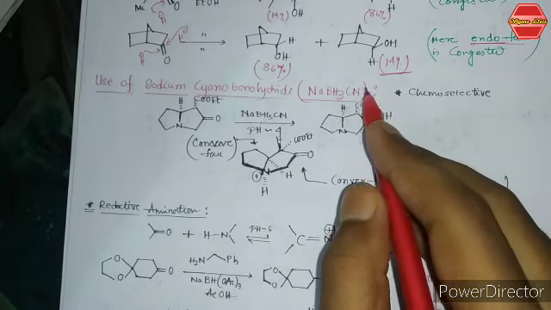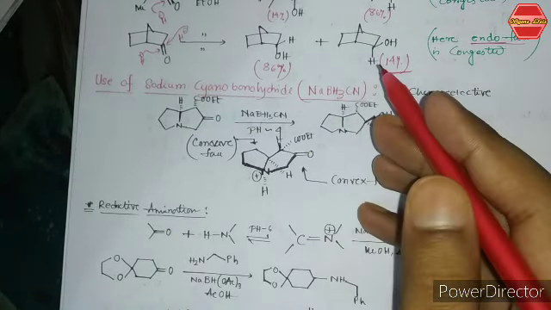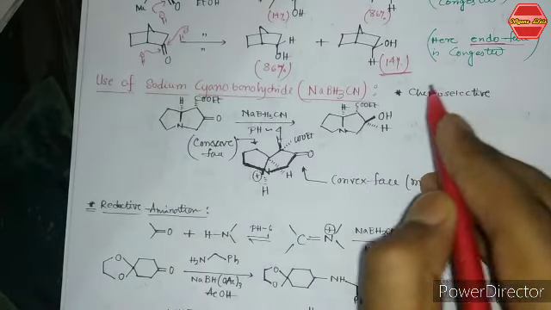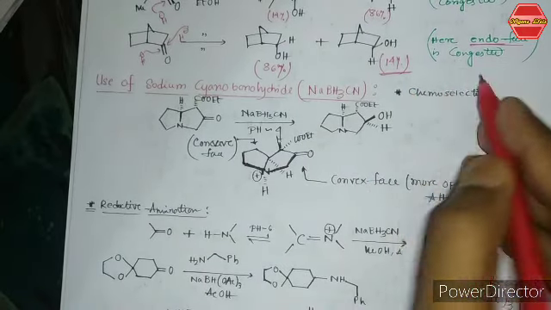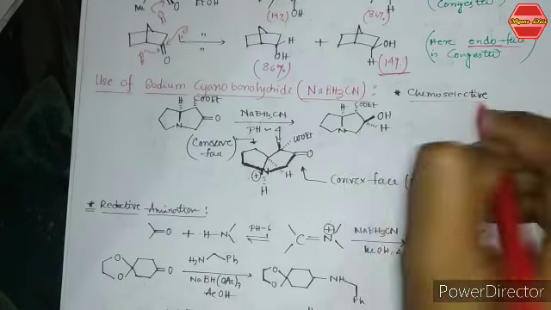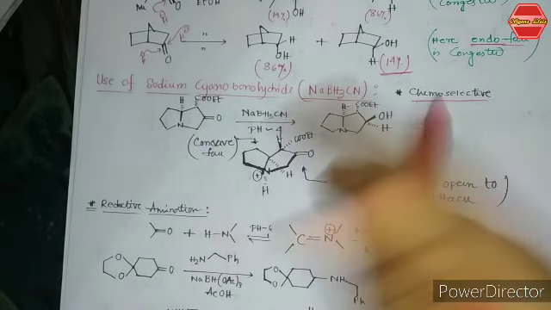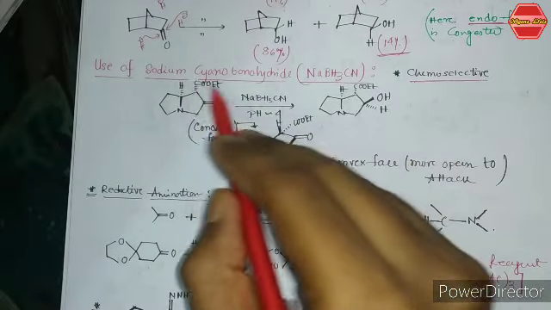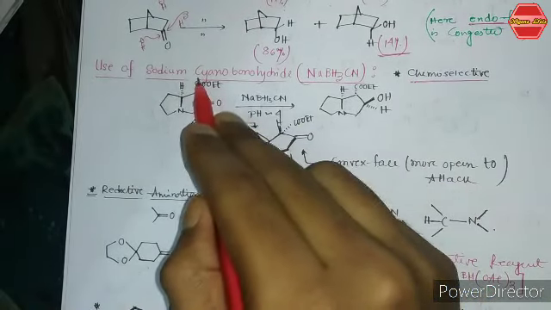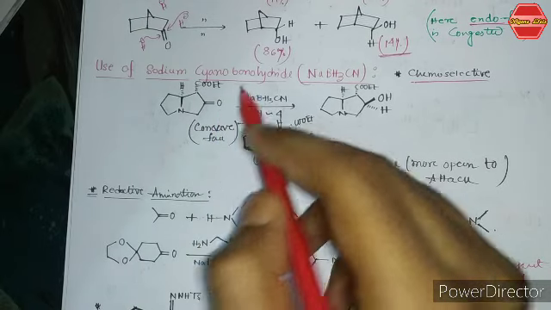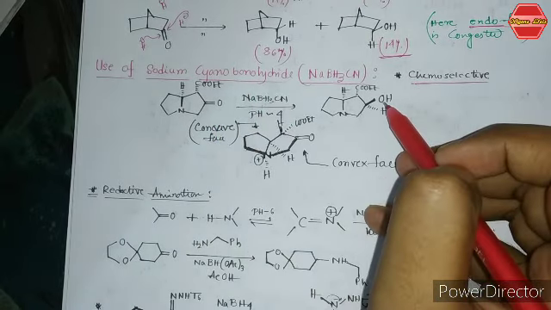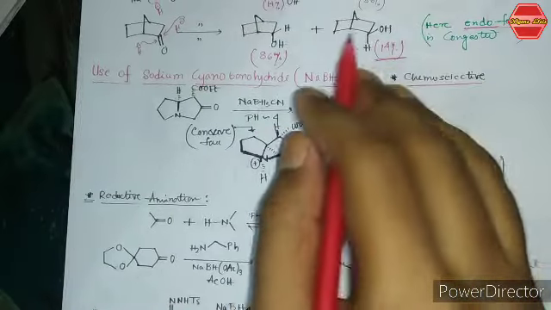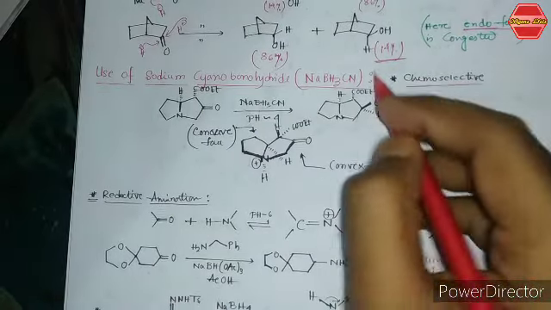This is a comparatively much milder reducing agent than sodium borohydride, and that is why it is much more chemoselective. This chemoselectivity occurs with two types of functional groups, an ester group and a ketone group. The ketone is selectively reduced, but the ester group is intact. That you have to know. That is the chemoselectivity of this reagent.